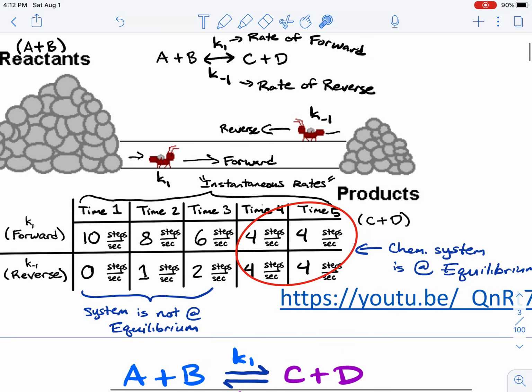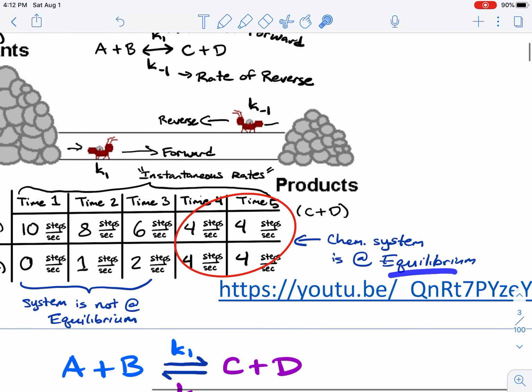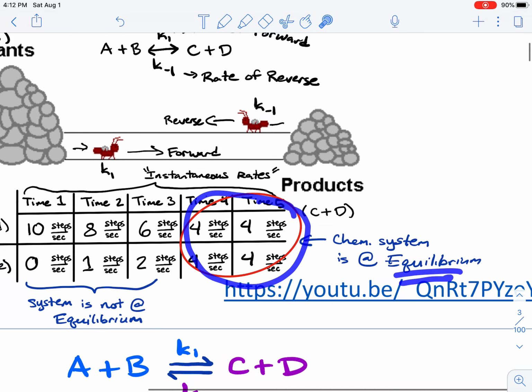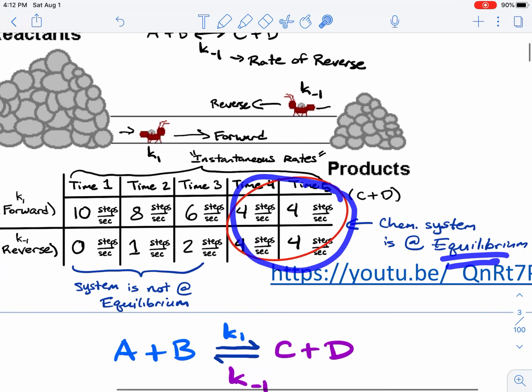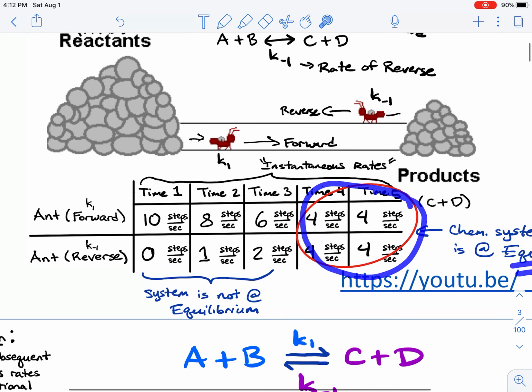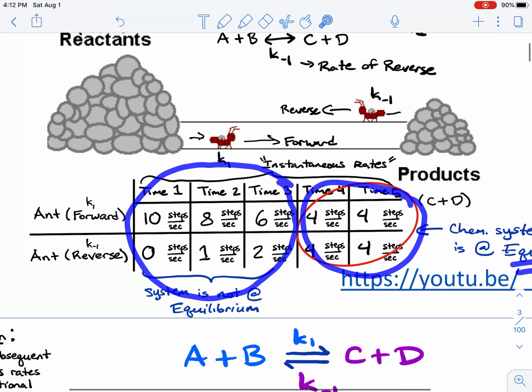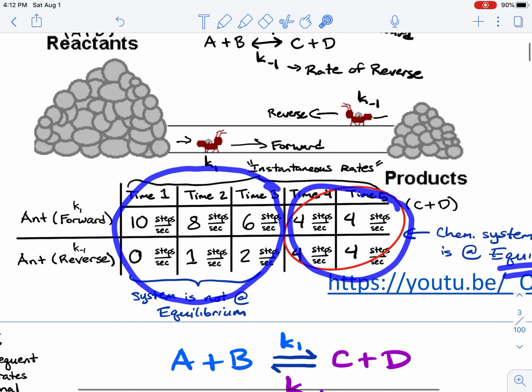All right, and so the definition of equilibrium just describes that the rate of the forward and the rate of the reverse must be equal. And so this definition of equilibrium doesn't really describe what's going on before equilibrium has been reached.